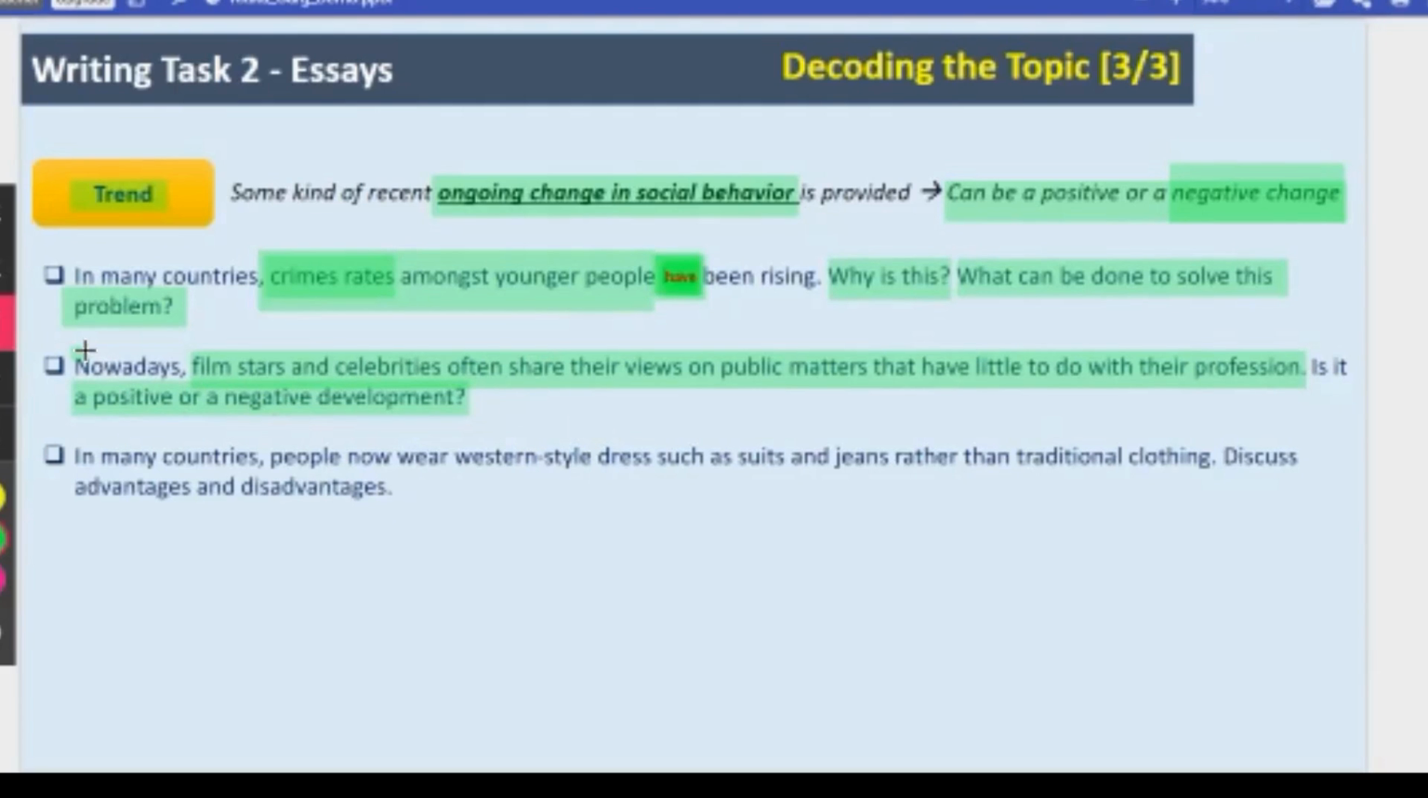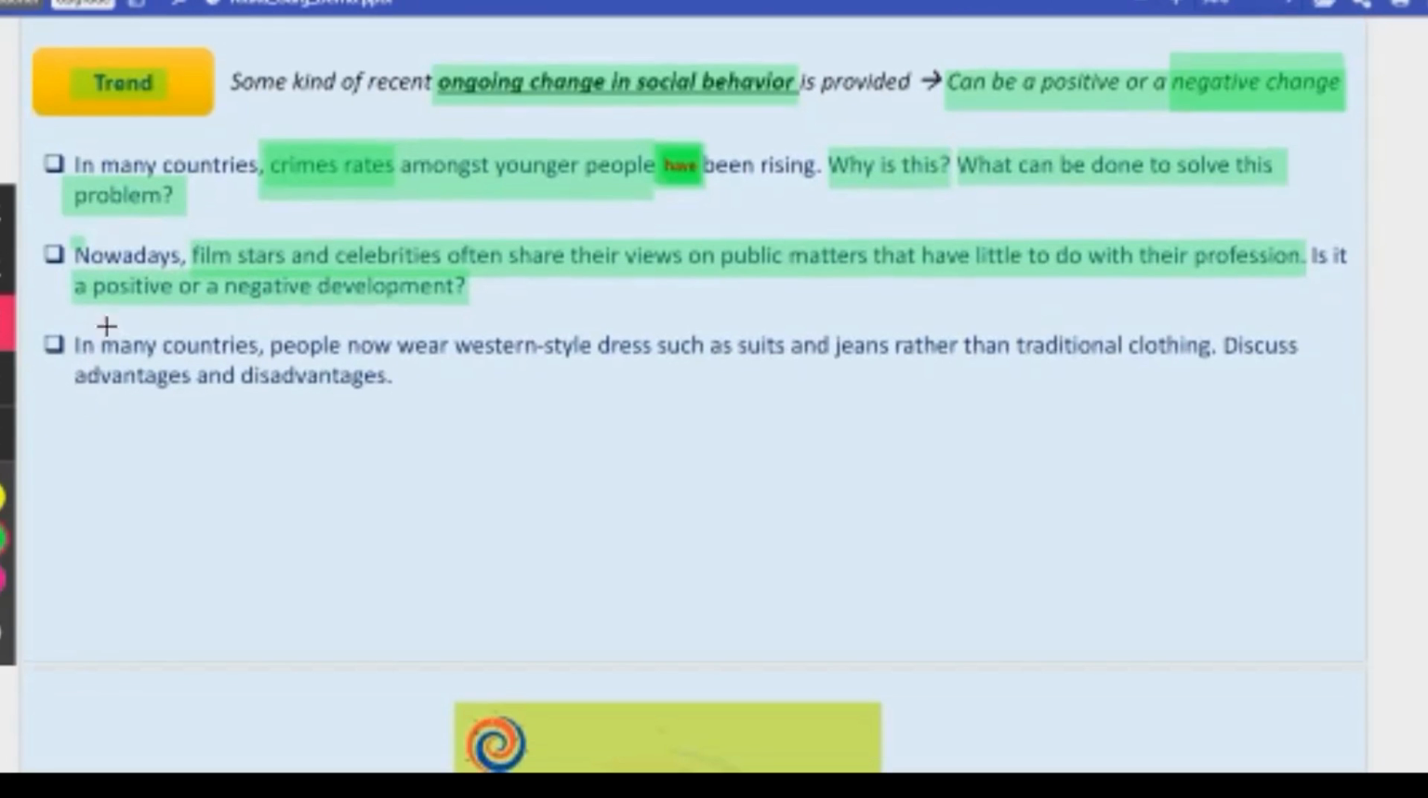It depends upon how you want to write it. You can either write it in a positive way, you can write it in a negative way, or you can write it in both perspectives. It's up to you. Fine. But here they have given a trend in the topic. Let us move to the last example.